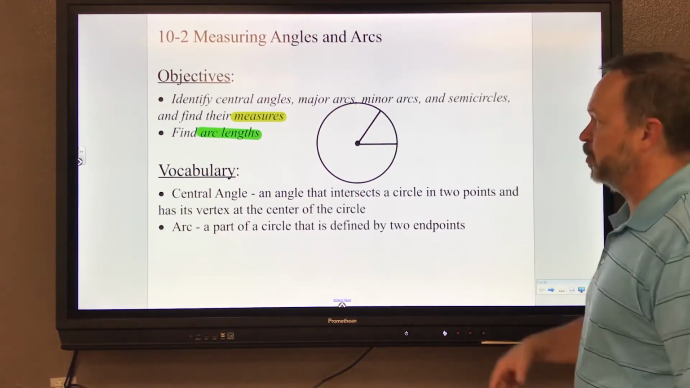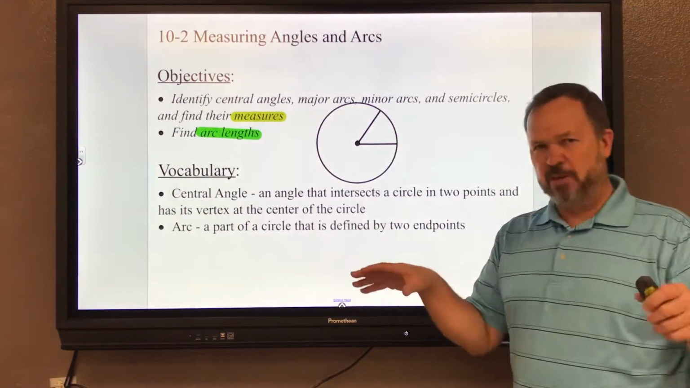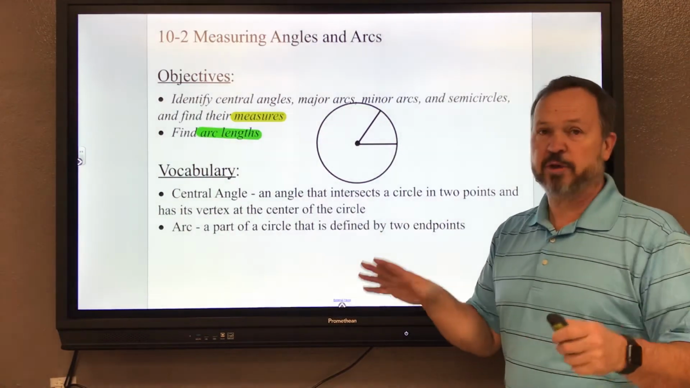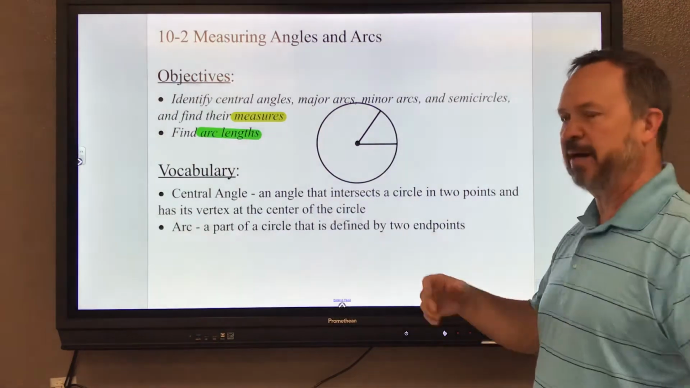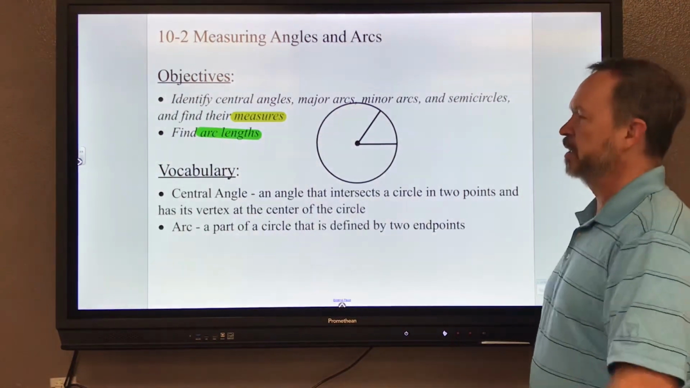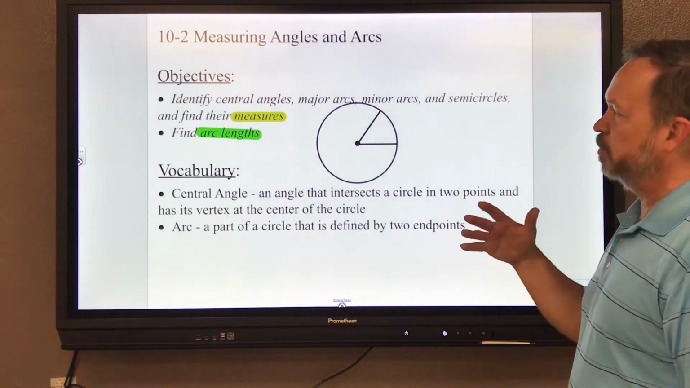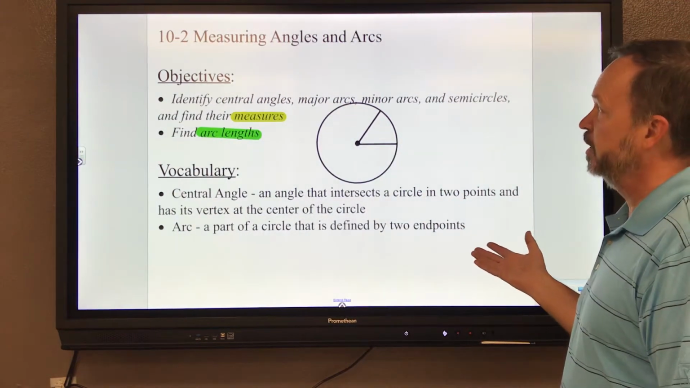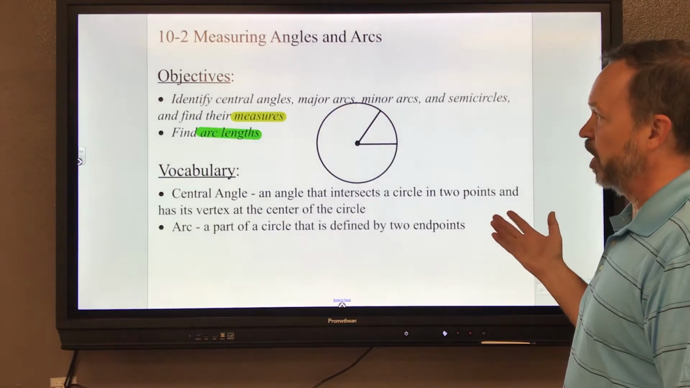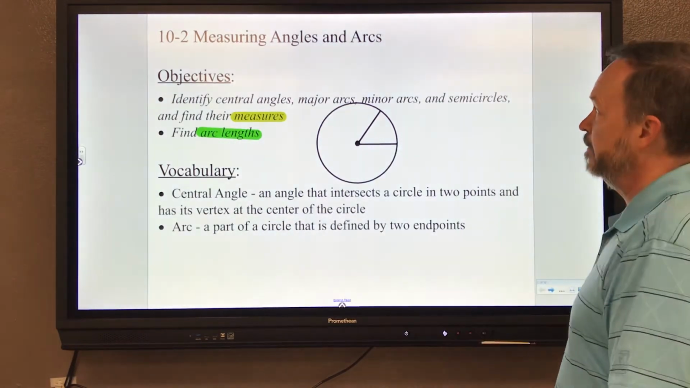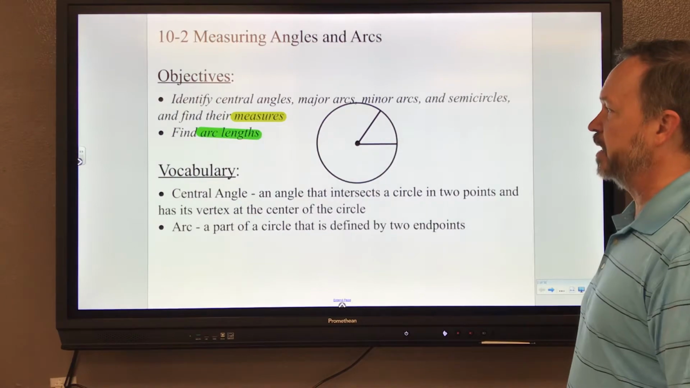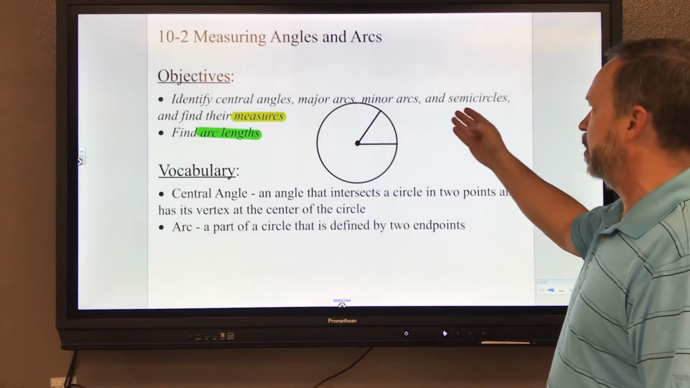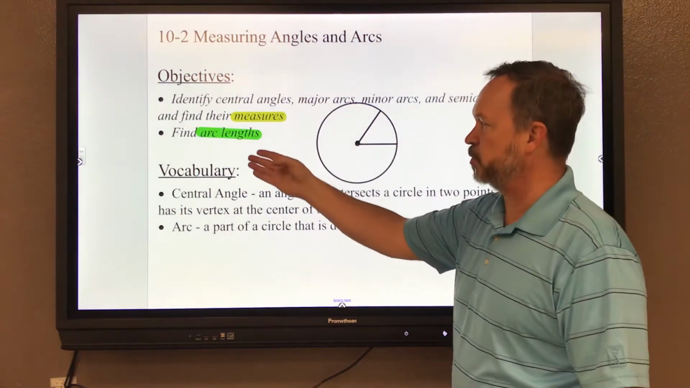So we mentioned in the previous lesson that most of that stuff in 10-1 was elementary geometry or elementary math, and we talked about circumference and pi and all those things. And so now we're going to move away from the elementary and more toward the high school aspects of geometry involving circles. And so today we're going to be talking about the central angles, major arcs, minor arcs, semicircles, and finding their measures, and we're going to talk about arc length.